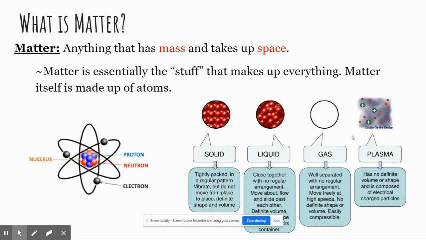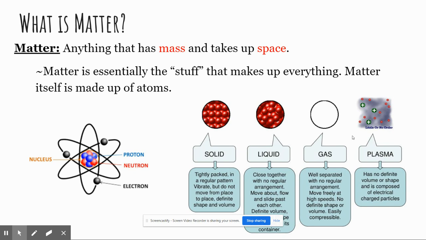So another way of describing it is it's basically the stuff that makes up everything, right? You are made up of matter, your pencil is made up of matter, your Chromebook is made up of matter, your dog is made up of matter, the walls of your bedroom are made up of matter, right? Matter is the stuff that everything is made of.